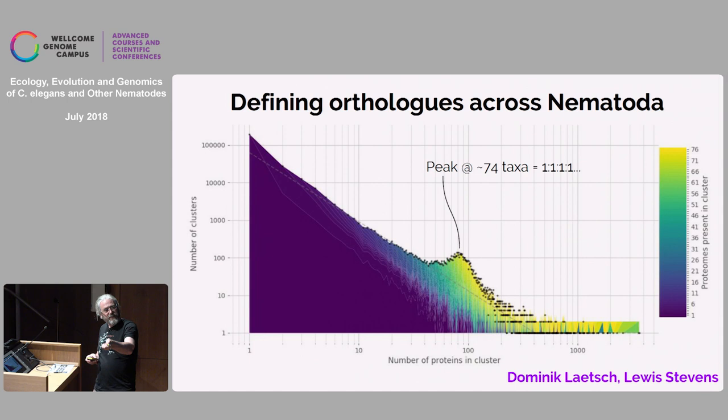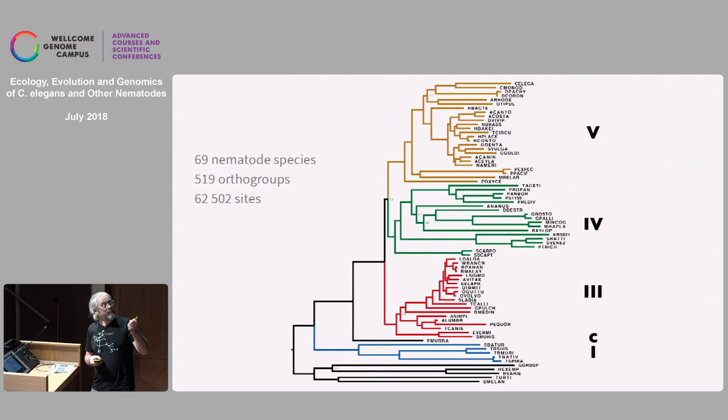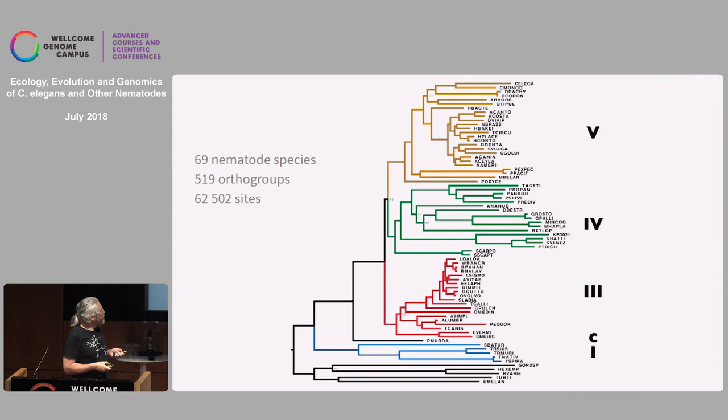There's a nice bump in this process, which is exactly at the number of taxa we put in. So this is where we'll find the one-to-one-to-one orthologs that we can build phylogenies on. This is the core shared set of proteins in this group of nematodes. This is a pattern we see in all the analyses we do across the phylum. And we can use those sequences to build a tree. So this is 69 nematode species, 519 proteins, and 62,000 sites. Remember, the original tree was 53 nematodes, but only about 1,600 sites in one gene.